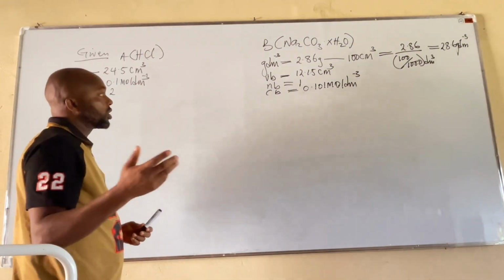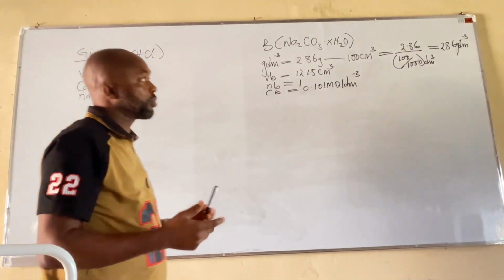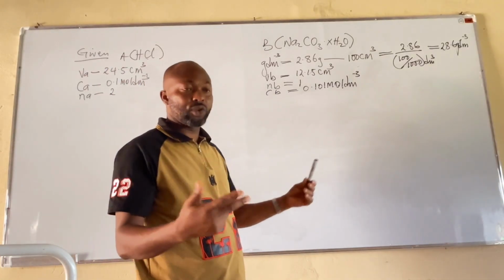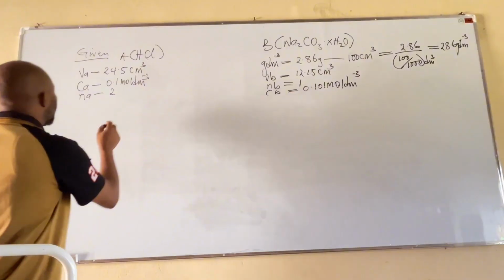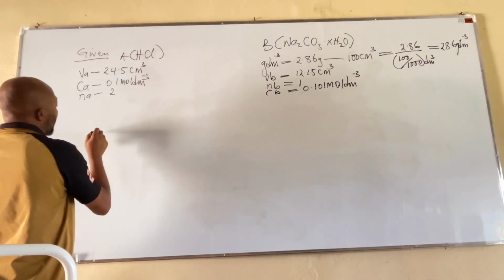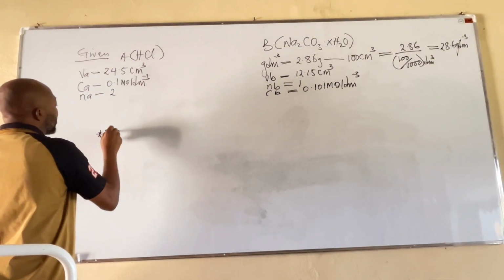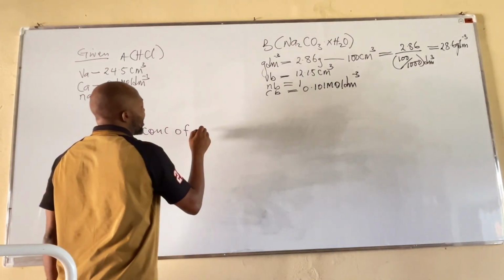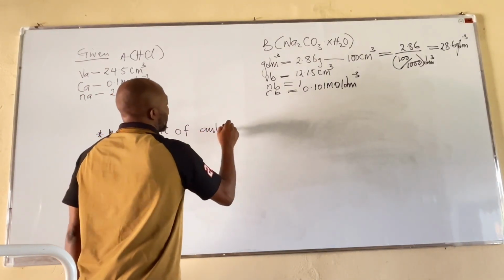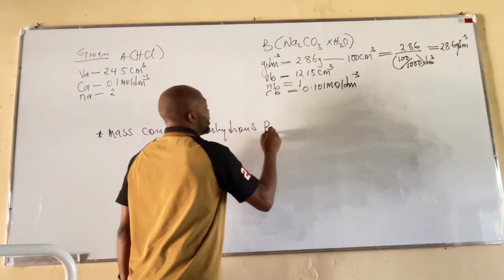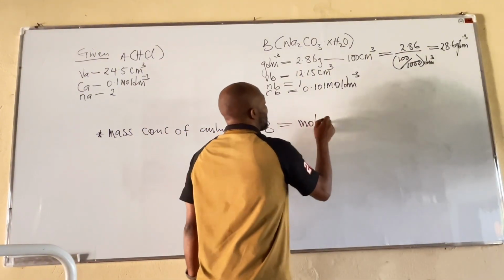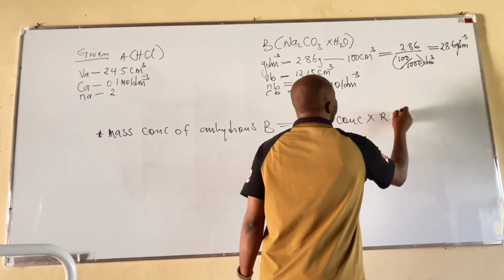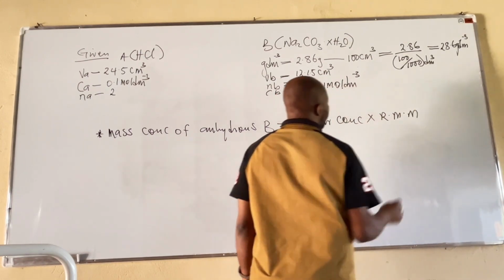Although that wasn't required, they didn't ask us, it is a prerequisite of what we must do. If we do not do that, we cannot proceed further, so we should know that. So I move on to say the mass count of anhydrous B is equal to the molar count of B times the relative molecular mass of anhydrous B.